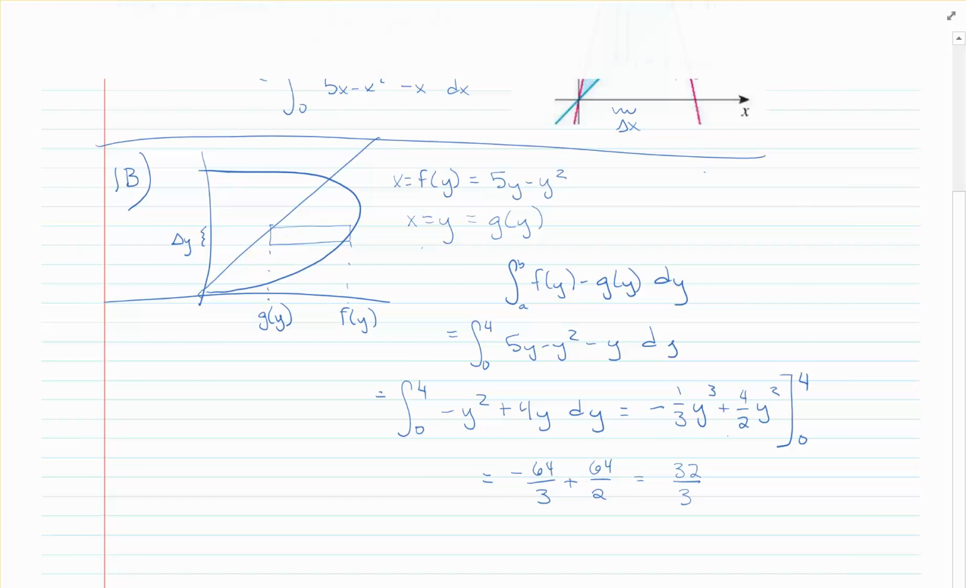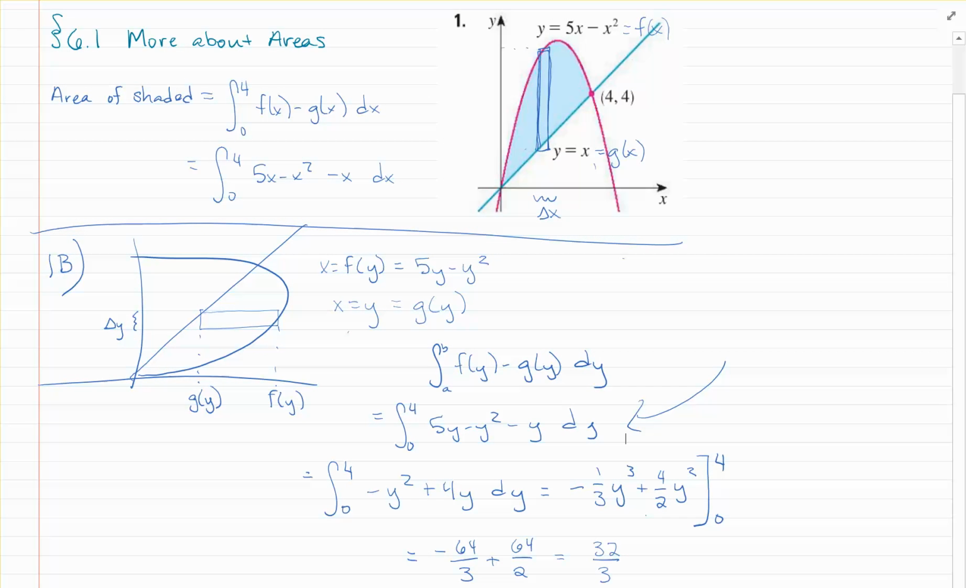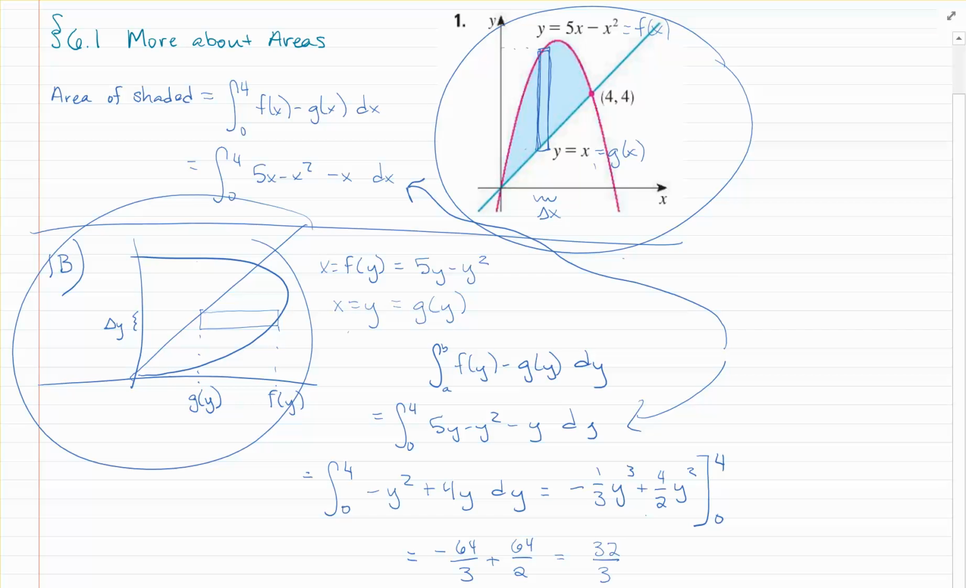And notice, just because I have y's in my integral in this step, this is actually the exact same thing as integrating this integral up here with x's in it. It doesn't matter what your letter is in terms of the way that you integrate. It matters a lot, though, in terms of the geometry, what you're picturing. So always, always, always draw in this representative rectangle as you're working through a problem.